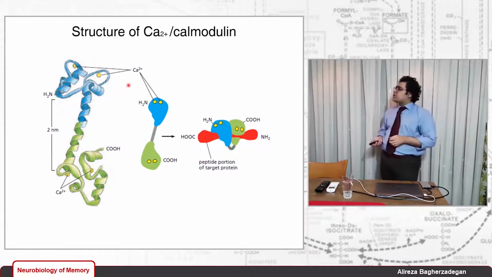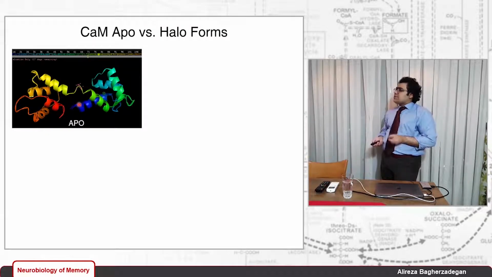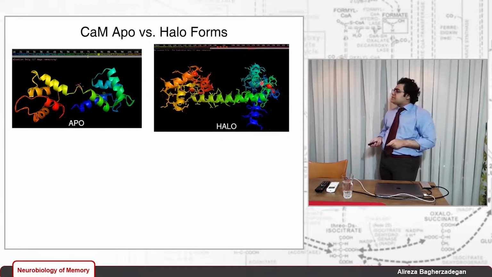So this is the general structure of calcium calmodulin. This is the apo form that I talked about. As you see, the main feature of the apo form is in this part. This central tether region, or central alpha helix, is not straight. But once the calcium ions bind, it is straight, and it is in the holo or active form.